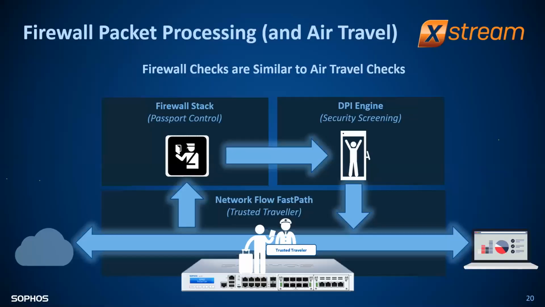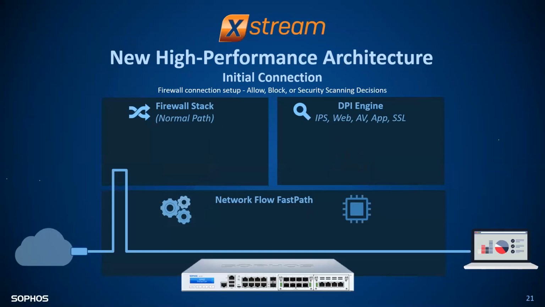So this is actually the terminology, or pictographical thing, that comes to the DPI engine and FastPath. This is the initial connection. As you can see, firewall stack, and then it goes directly to the network flow fast path.